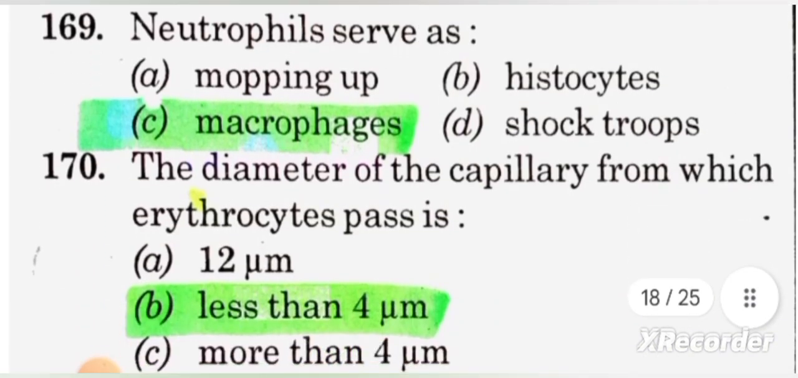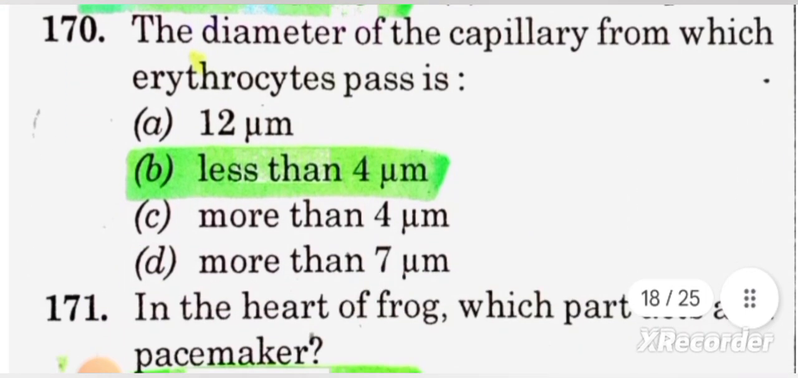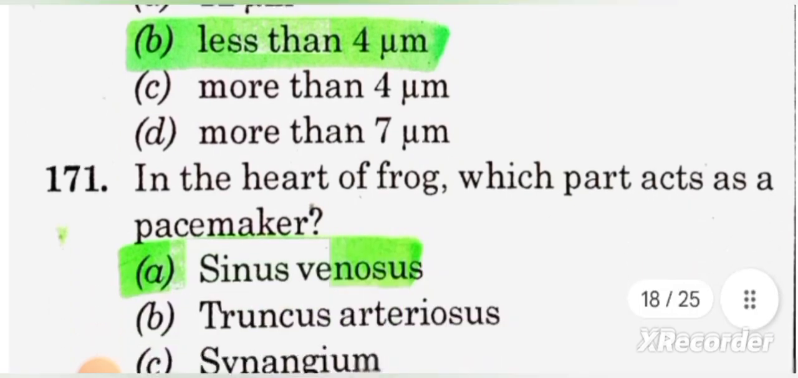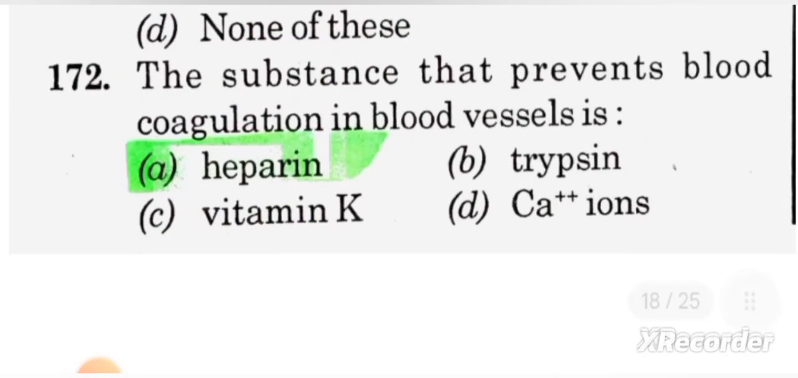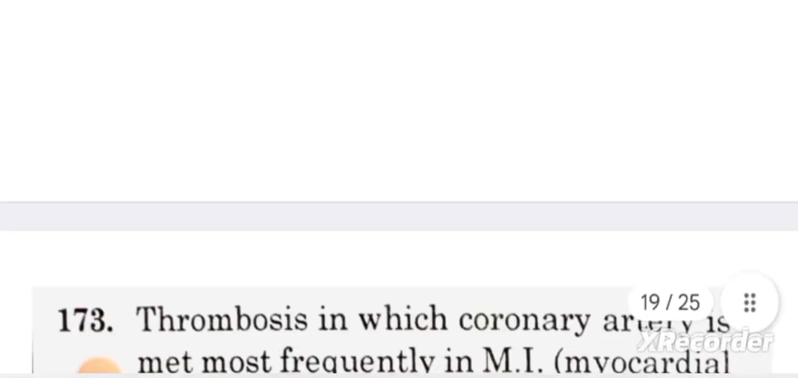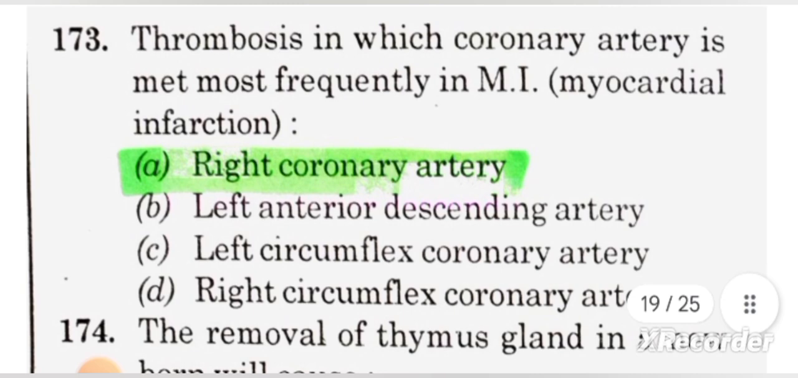Next, 169. Neutrophil serves as. Answer C. Macrophages. 170. The diameter of the capillary through which erythrocytes pass is. Answer B. Less than 4 micrometer. 171. In the heart of frog, which part acts as a pacemaker? Answer A. Sinus venosus. 172. The substance that prevents blood coagulation in blood vessels is. Answer A. Heparin.